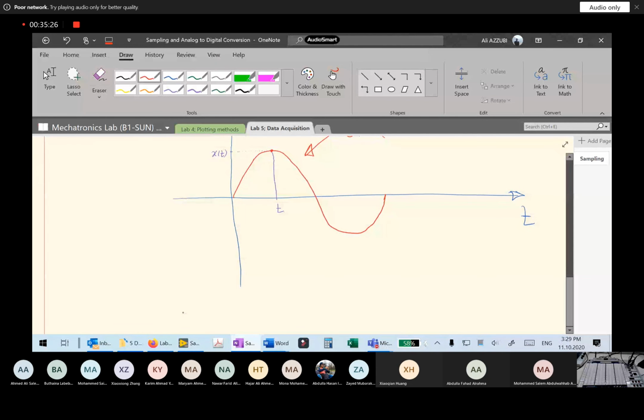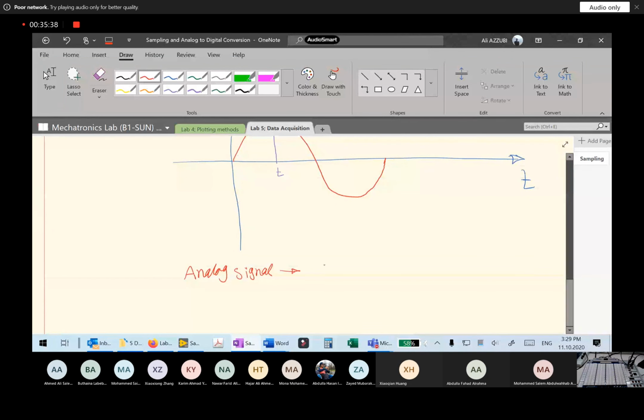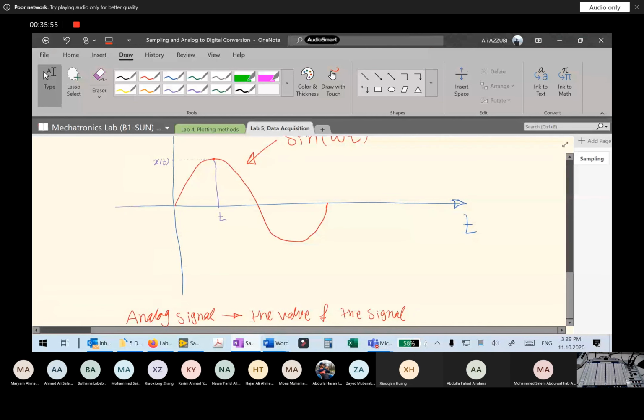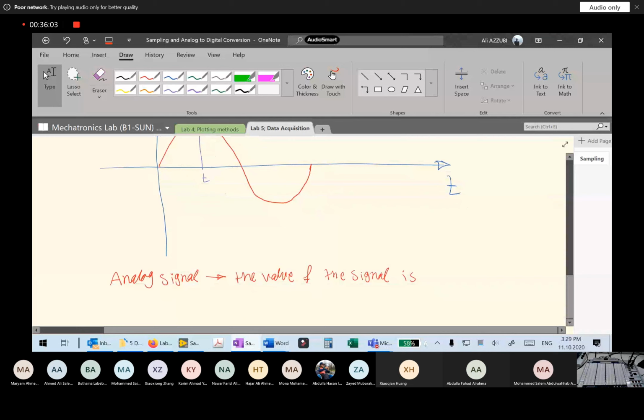So to define an analog signal, to put this simply without mathematics, the signal itself can take any value.